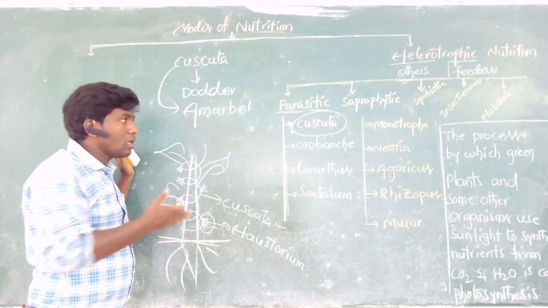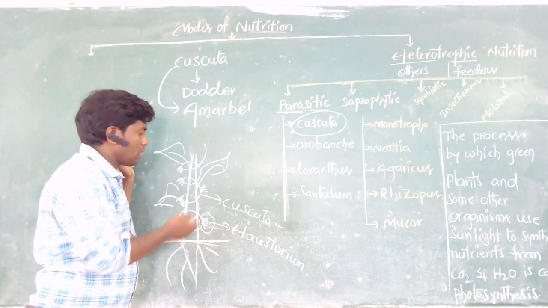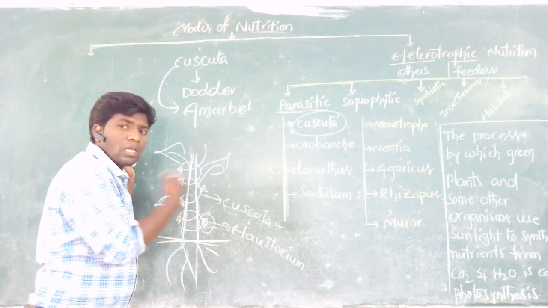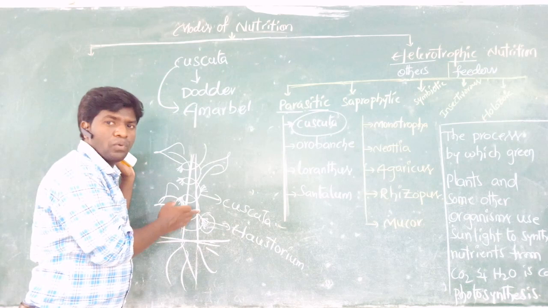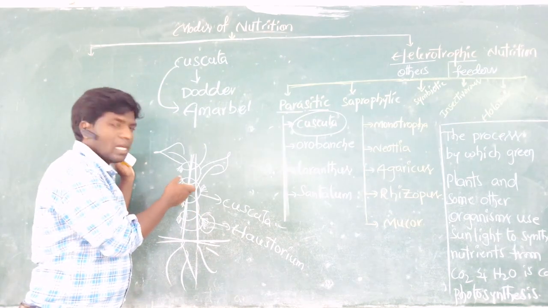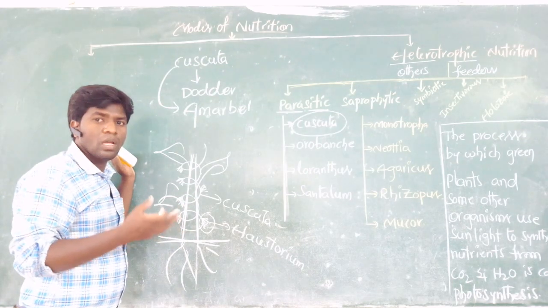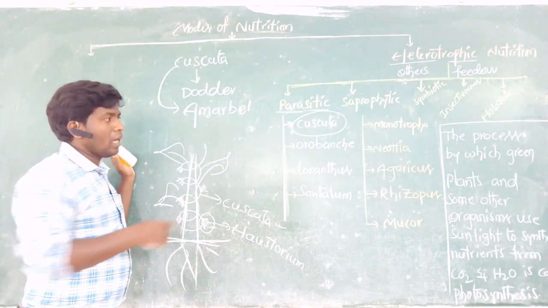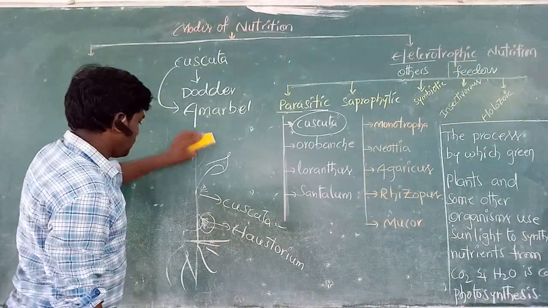So what is parasitic nutrition? Organisms which depend on other organisms for food and shelter. So for this Cuscuta plant, the food and shelter is the other plant. That's why Cuscuta shows parasitic nutrition. And next, Orobanche is another type of plant.